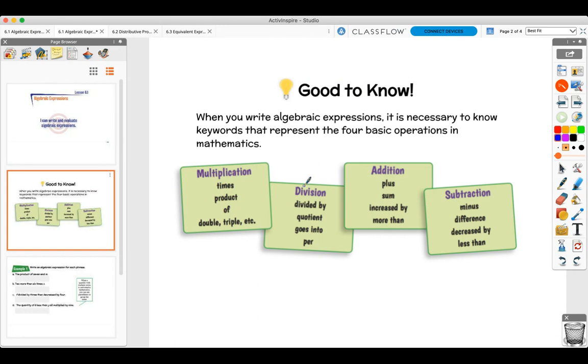So good to know. These are really important keywords when you are translating algebraic expressions. You're changing from words to symbols. So if you don't know what these terms are, it makes it really, really hard to do it.